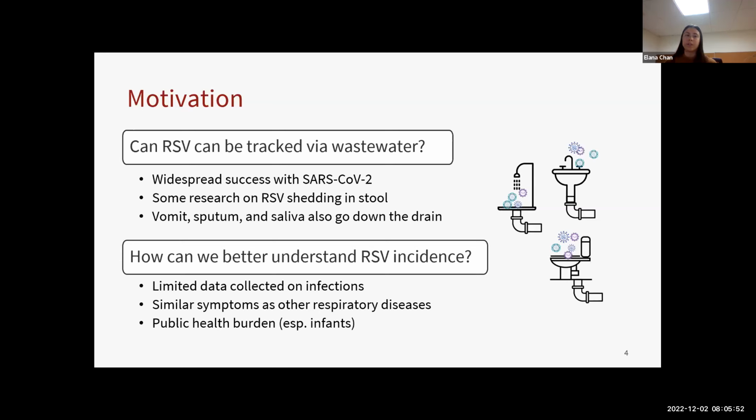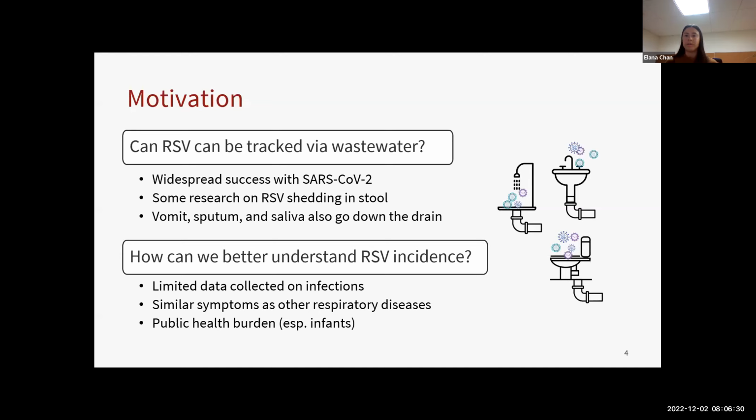The second motivating question is how can we better understand RSV incidence? There's a need in the US and around the world to get better data on RSV incidence, because there's not a whole lot of data that's collected on infections. As you can imagine, if you're a healthy individual, you're likely not going to get an RSV test, because getting an RSV test would require you probably to be highly symptomatic, probably go to a hospital or see your primary care physician, and then the doctor would have to order you a test. So there's not a whole lot of data collected on RSV, and it's biased towards people who are displaying symptomatic infections and have healthcare.